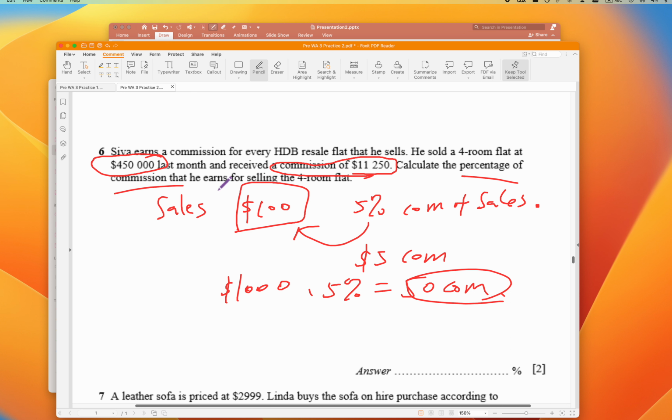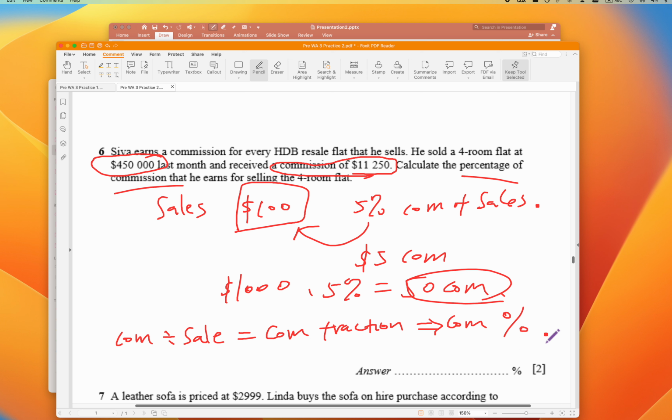Does it make sense? So basically, commission divided by sale is equal to the fraction. And then you just convert the fraction to percentage. That's the percentage.